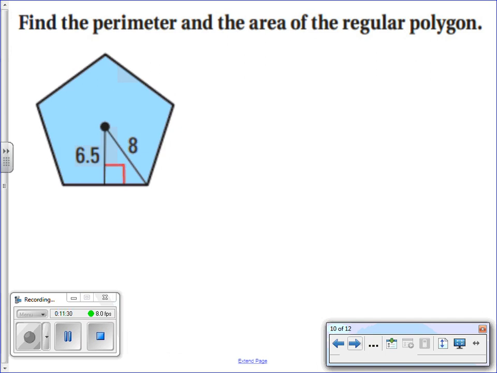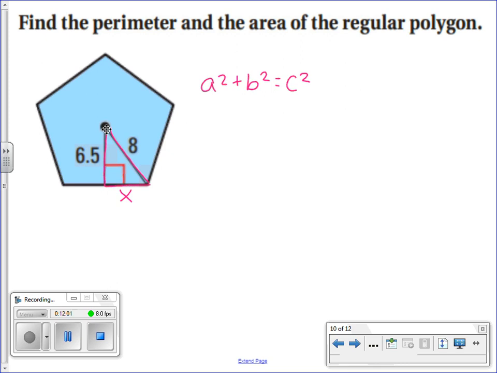Next, we want to find the perimeter and the area of the regular polygon. Well, before we can find the area, we do have to find the perimeter. So I have a right triangle here. I need to figure out what x is. And to do so, I'm going to use the Pythagorean theorem. So a squared plus b squared is equal to c squared.